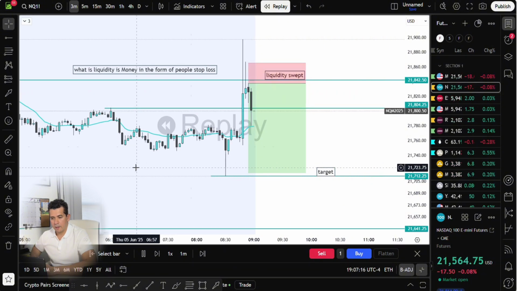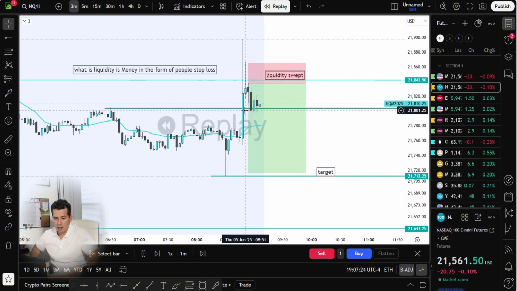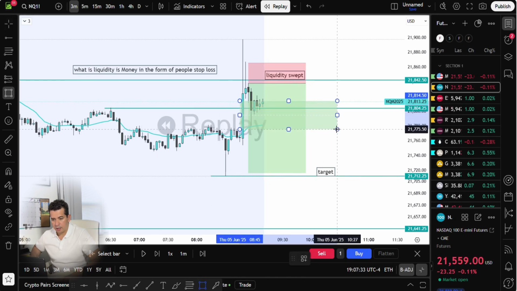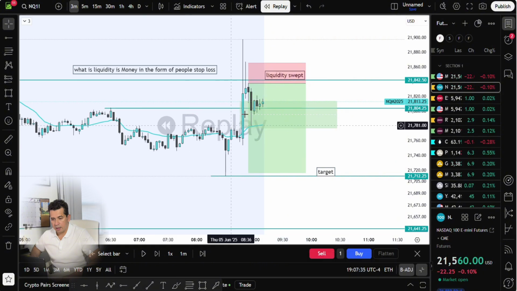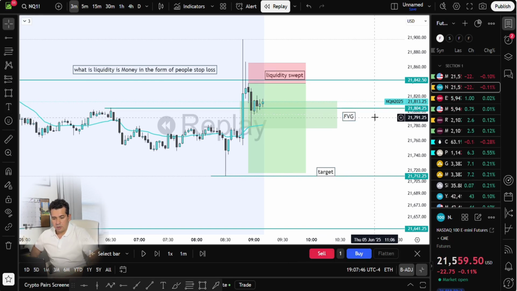Okay, and let's see how this plays out. All right, so the entry was on the second candle. You see how price is playing this area. Now, if you notice, there's a fair value gap over here. So price oftentimes comes down and fills the gap right there. This gap right here, fair value gap, right down. And let's keep playing.